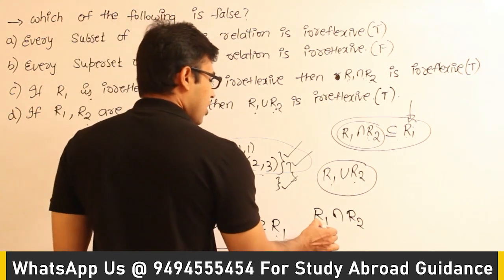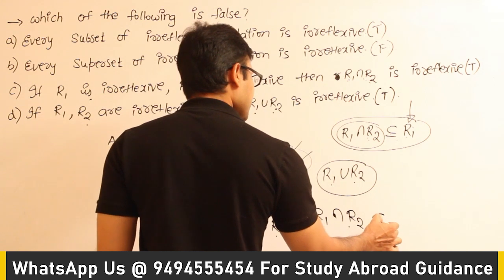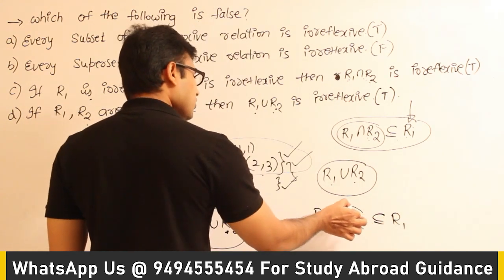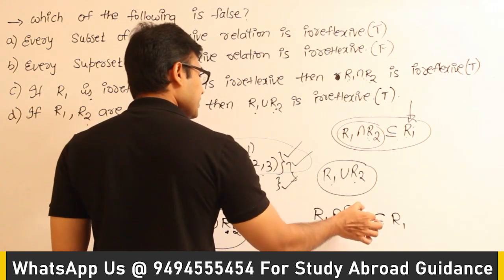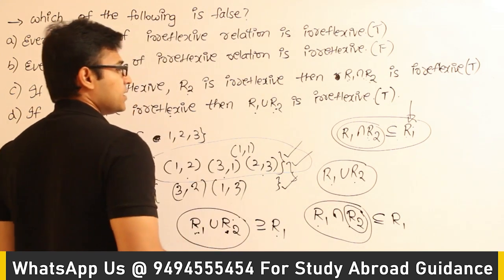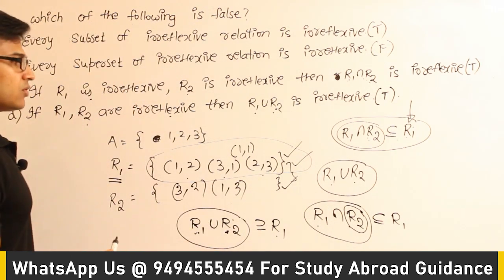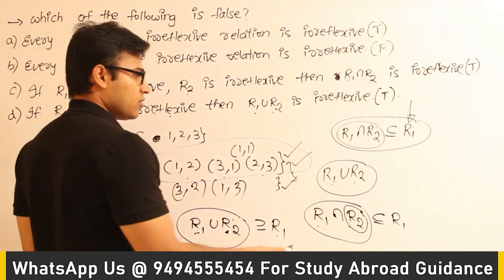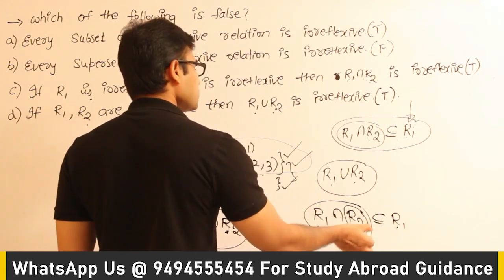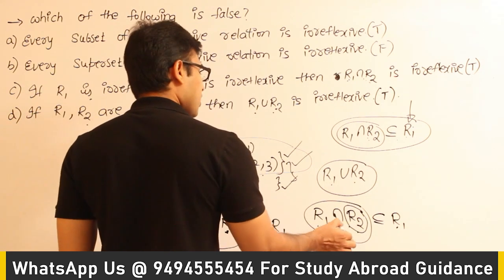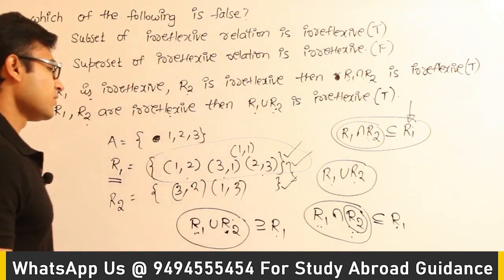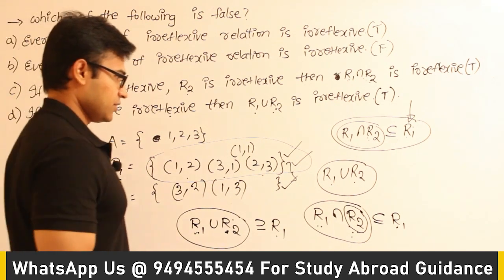Now we know that R1 intersection R2 is definitely going to be a subset of R1. Therefore we need not know anything about R2. We can directly say that R1 intersection R2 is always going to be irreflexive. Why is that so? Because even if we don't know about R2, we know that every subset of an irreflexive relation is going to be irreflexive, and since R1 intersection R2 is a subset of R1, it is always true. So I think you know why it is a subset of R1.